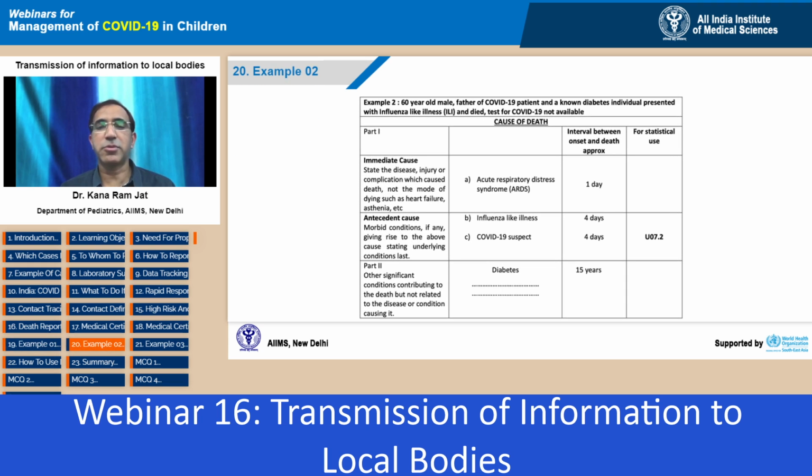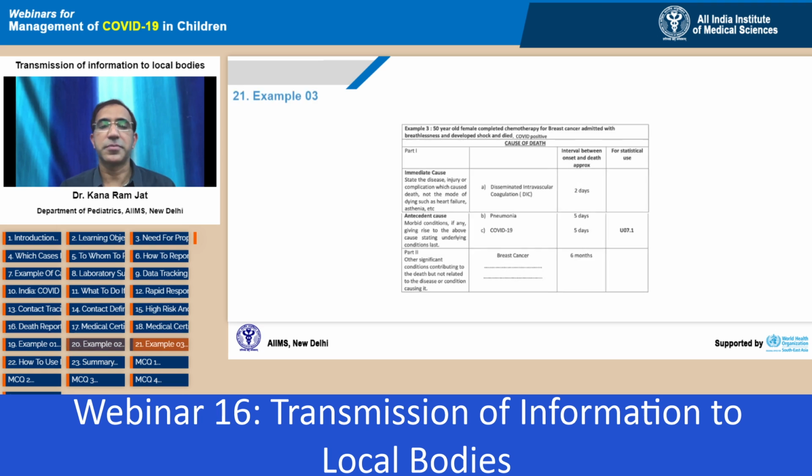This example is about a 60-year-old male, father of COVID-19 patients. He was diabetic, presented with ILI and died. The COVID test was not available. Here C is the COVID-19 suspect with code U07.2. It leads to B, that is ILI, and B leads to A, that is ARDS. That was the immediate cause. Diabetes will be in part 2, that is other significant condition.